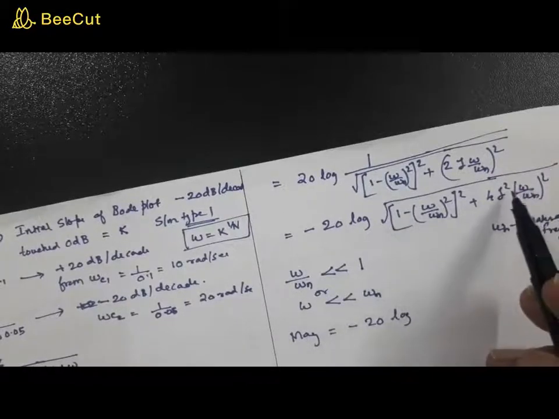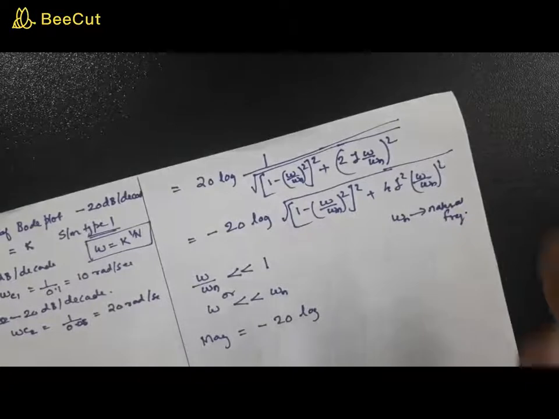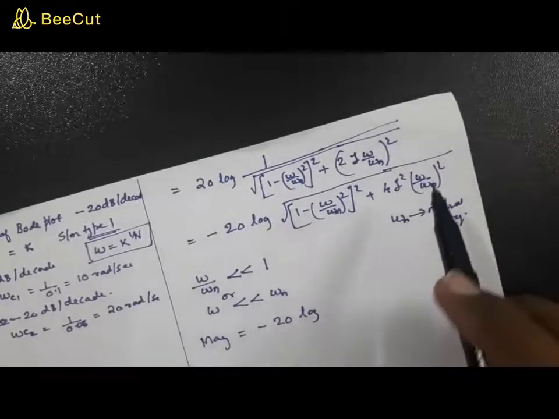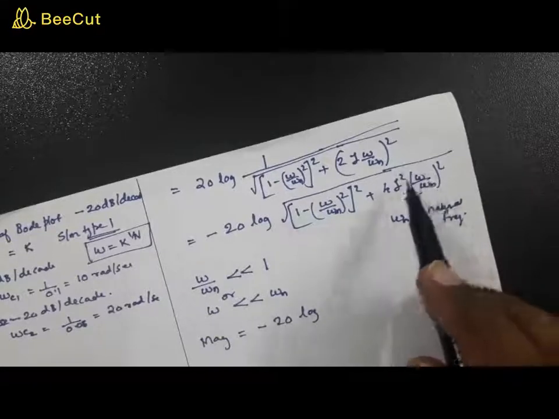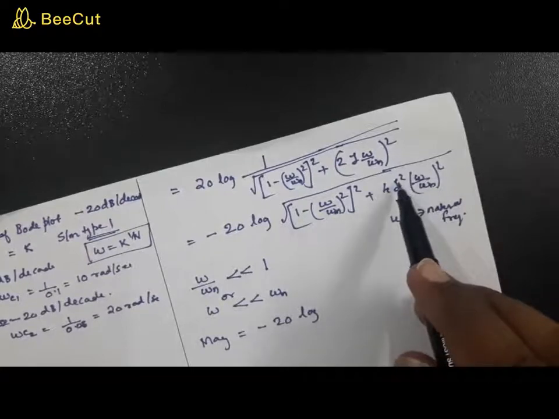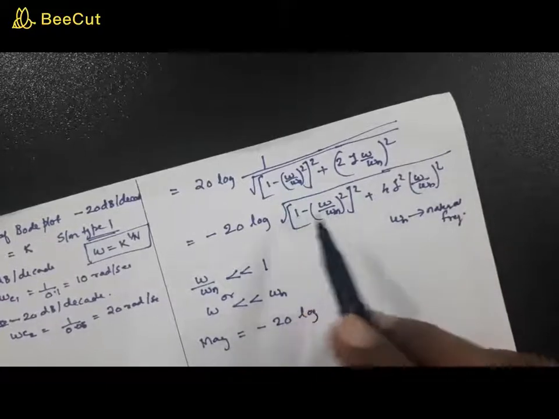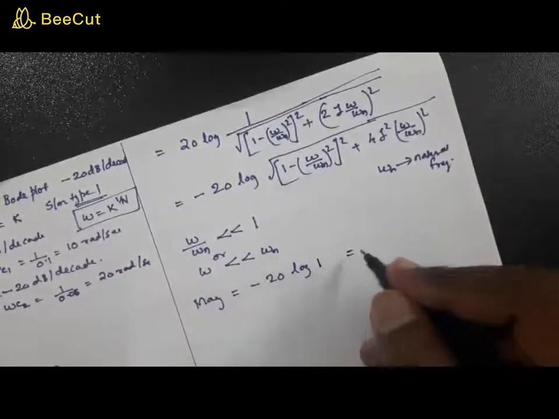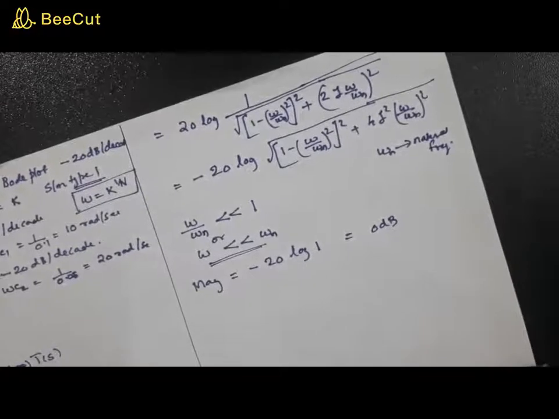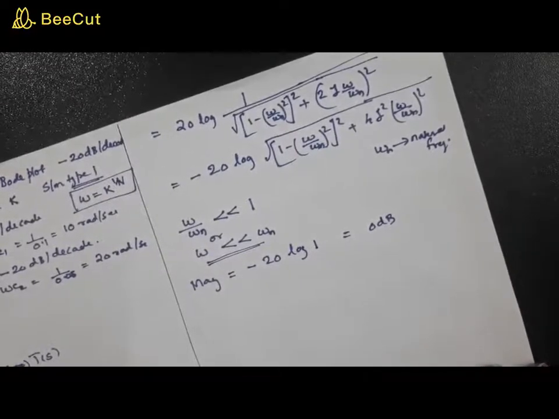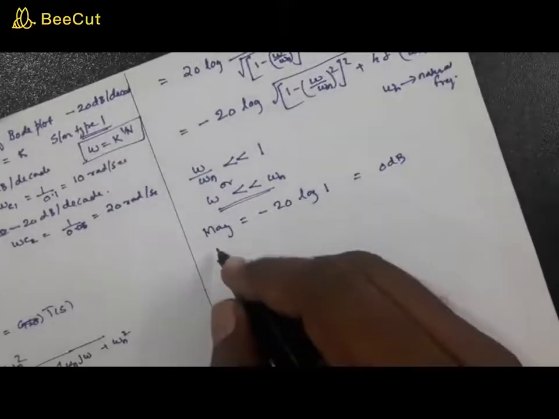Now what about this term? This is also 4 zeta square times omega by omega n the whole square. We are assuming that zeta is between 0 and 1, and omega by omega n is also less than 1, meaning it is a fraction. So this fraction, multiplied by another fraction squared, becomes much smaller in comparison to this one. So this becomes 20 log 1, so that is 0 dB. Over this range, from omega up to omega n, for omega less than omega n, there will be a 0 dB magnitude.